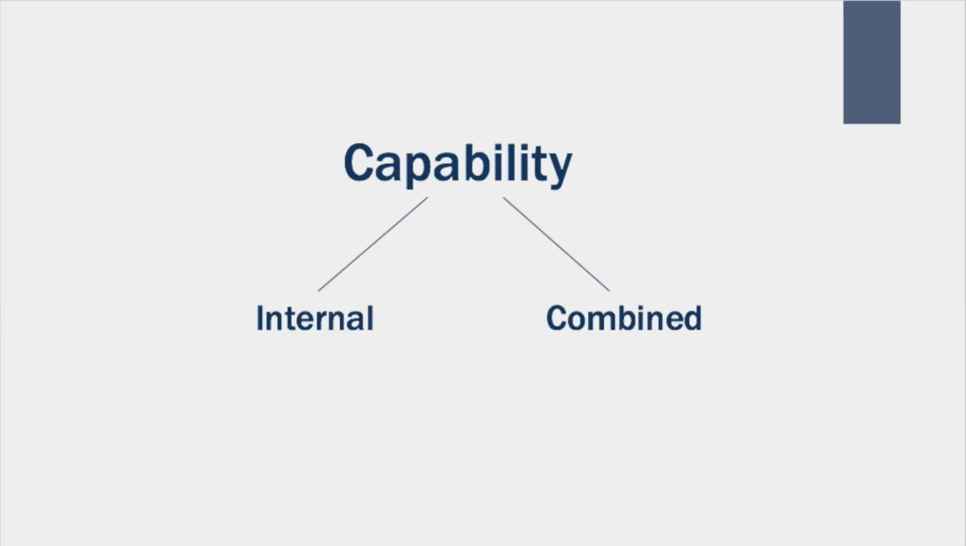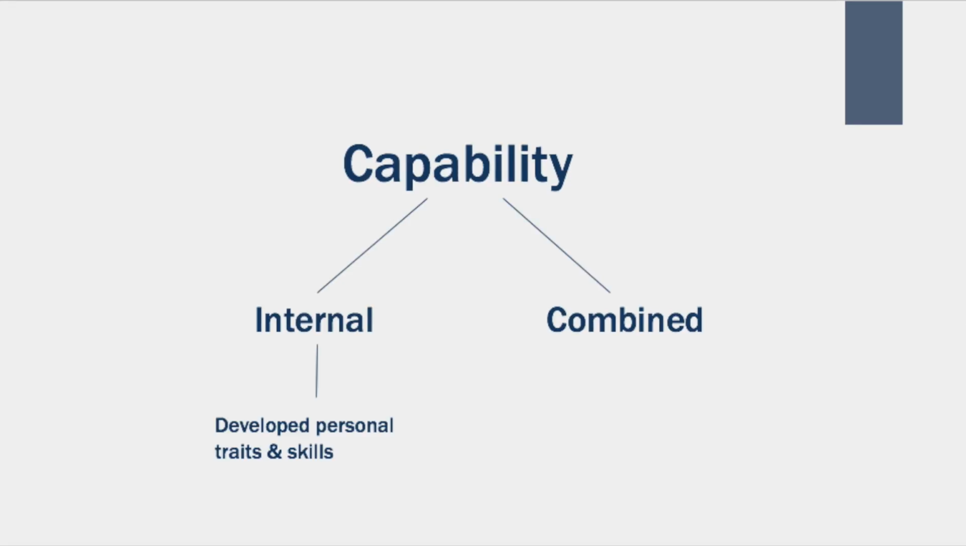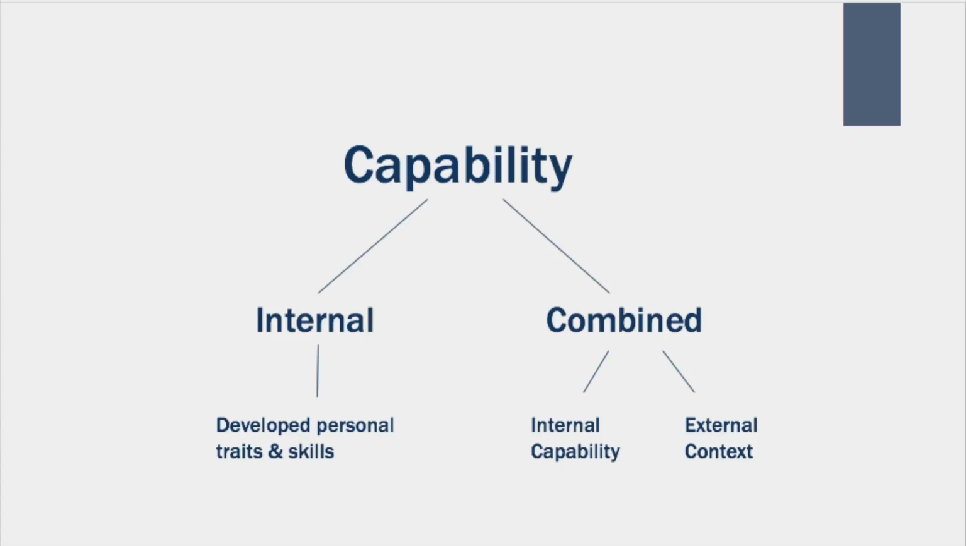There are two types of capability, internal and combined. Internal capability consists of one's developed personal traits and skills, for example, literacy and self-confidence. Combined capability consists of a person's internal capability combined with their external context, or the political, social, and economic environment by which they are surrounded. Per Nussbaum, a decent society must provide the external context which supports individuals' internal capabilities.